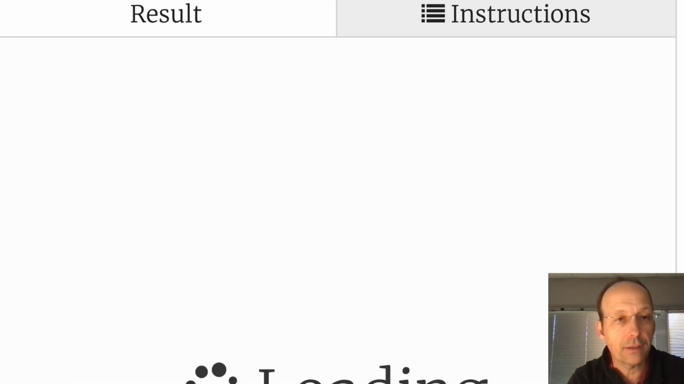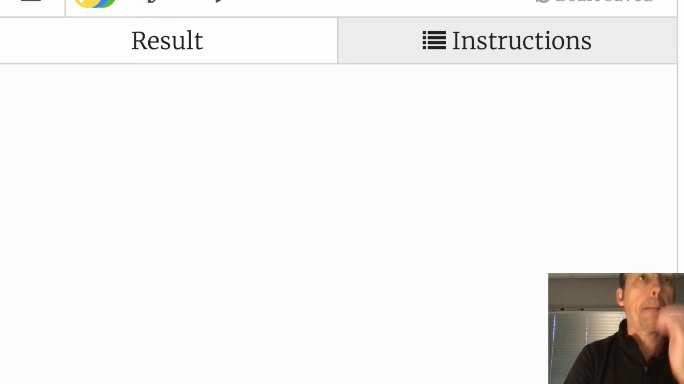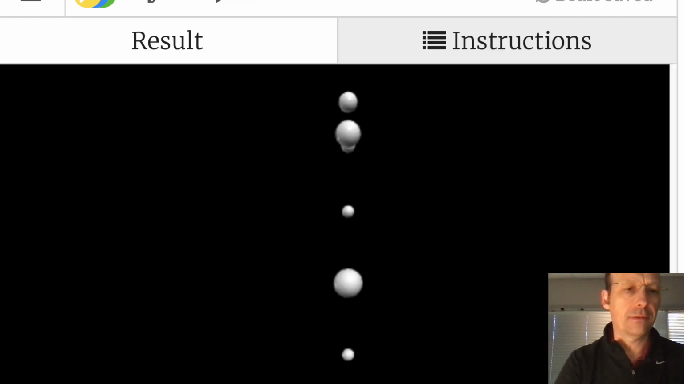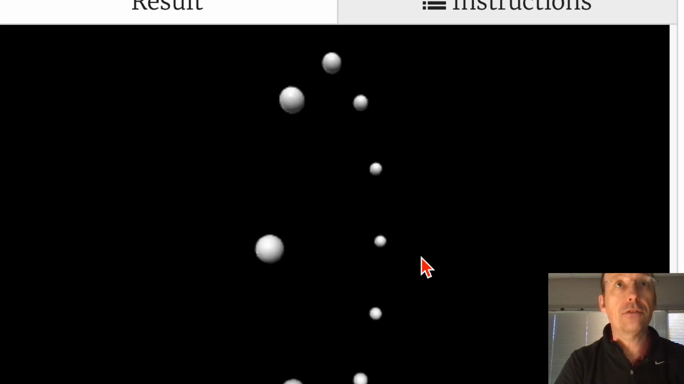Whenever it takes a while to run like this, I'm thinking I made a mistake. Ugh. Did I really make a mistake? It's not loading. The whole thing crashed. Wow. Okay, it worked. It was just slow. There it goes. So there's my 10 spheres in a circle.